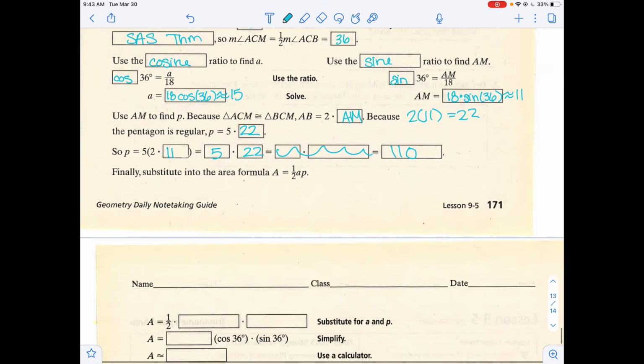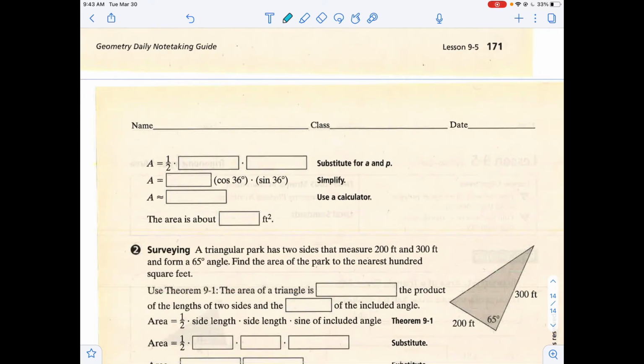Finally, we need to substitute into the area formula. So 1/2 apothem times perimeter. So this is the perimeter. The apothem is 15. So 110 and 15. We're going to skip this line. Okay, so if we do 1/2 times 110 times 15, we get 825. So the area is about 825 square feet.